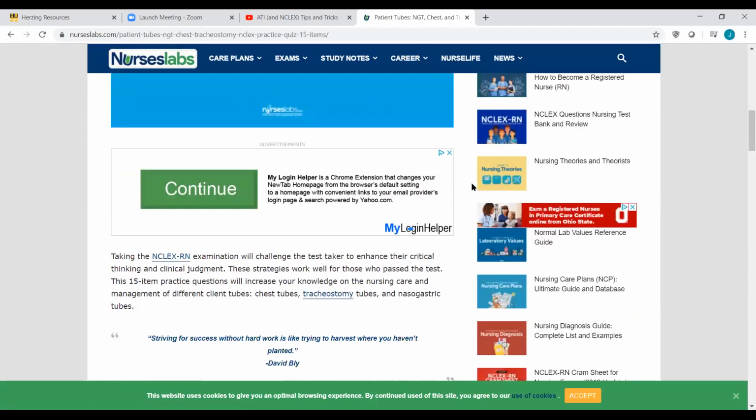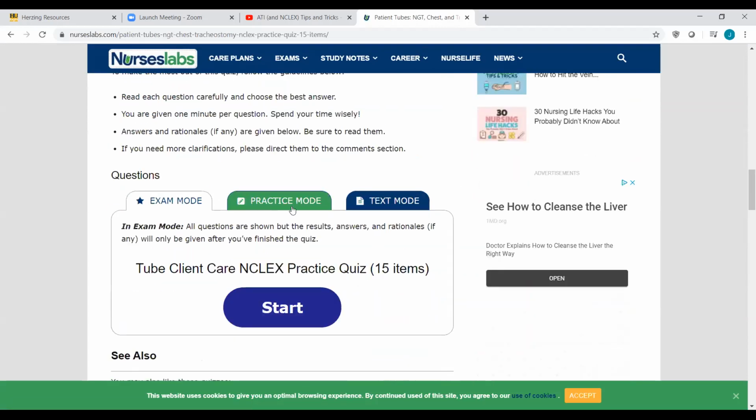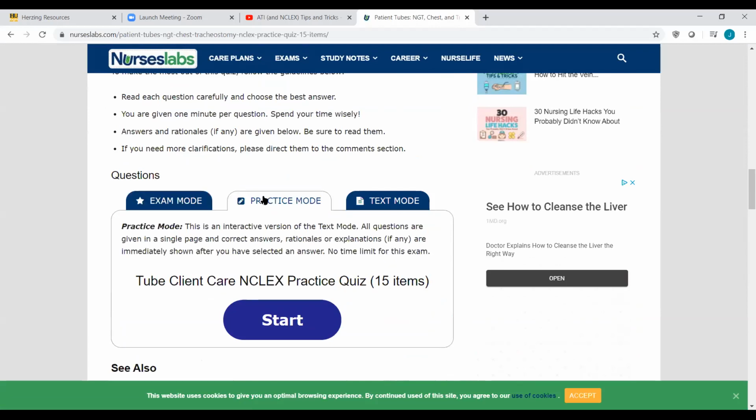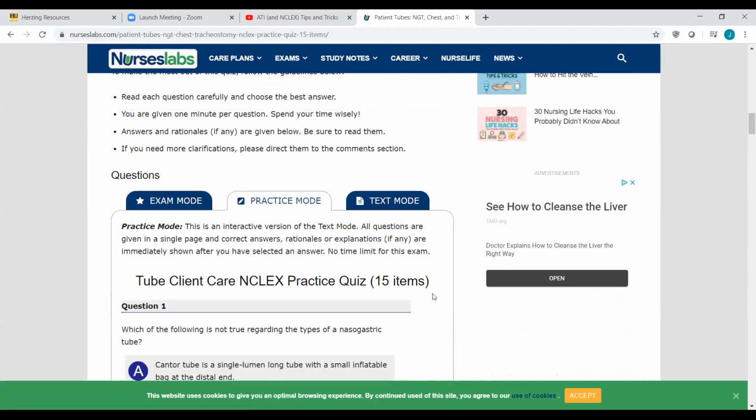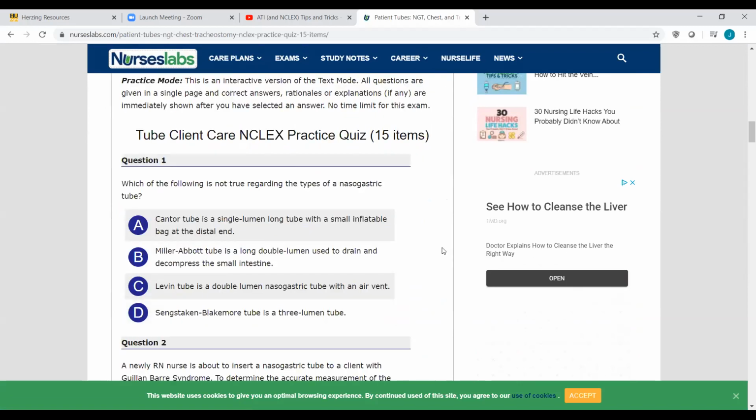So as you are doing practice questions, I would encourage you to just do it in practice mode, because this will show you a rationale for stuff, and hopefully you'll learn from some of your mistakes. So let's do practice mode. All right, so it says, which of the following is not true regarding types of nasogastric tubes?